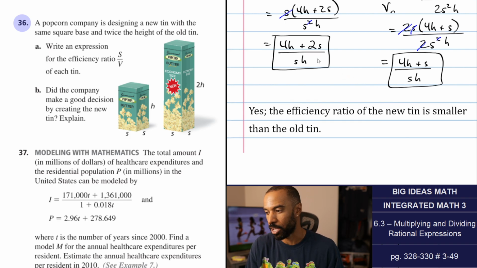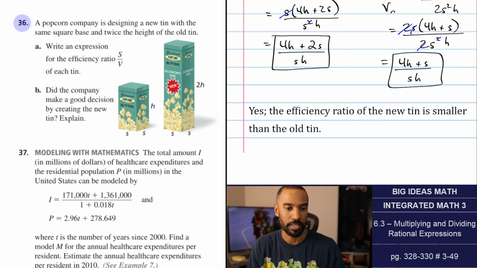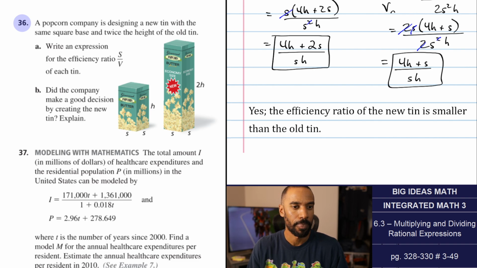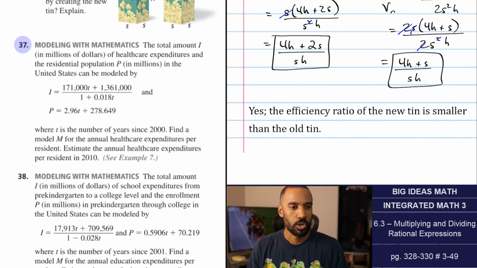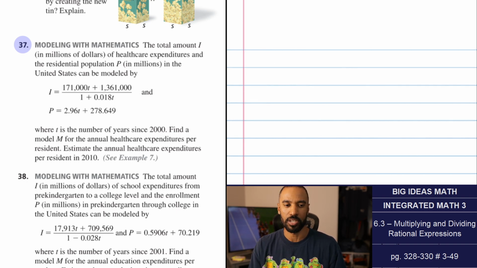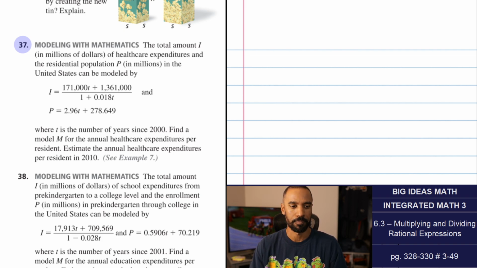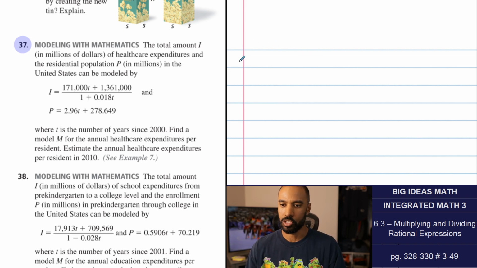And I didn't have to actually plug in numbers to figure that out. That's just something that I could deal with when I see the problem. Okay, number 37. The total amount I in millions of dollars of healthcare expenditures and the residential population P in millions in the United States can be modeled by these two things here, where T is the number of years since 2000.